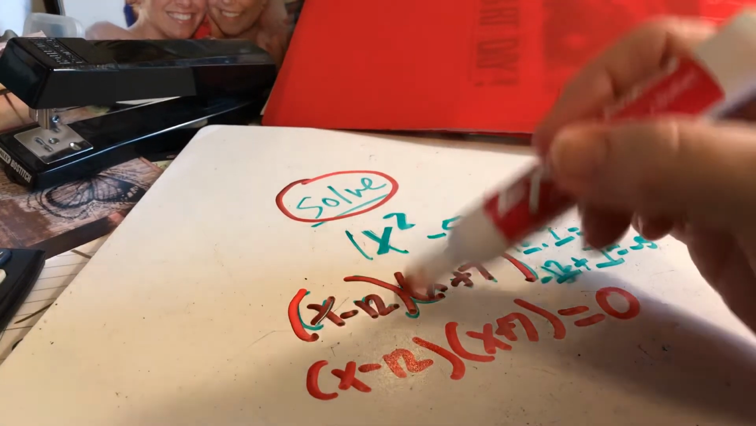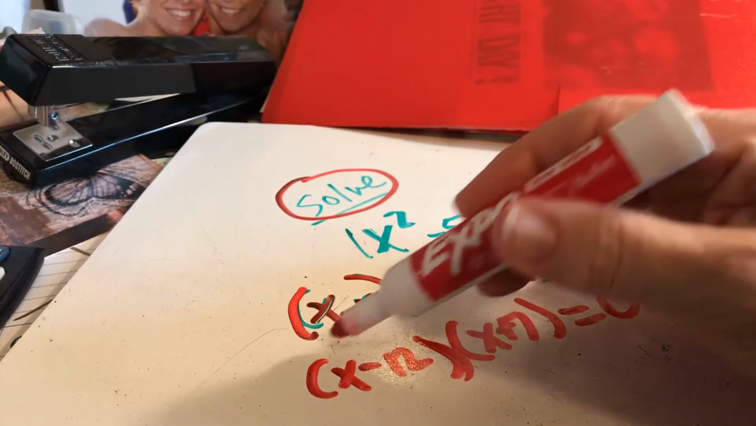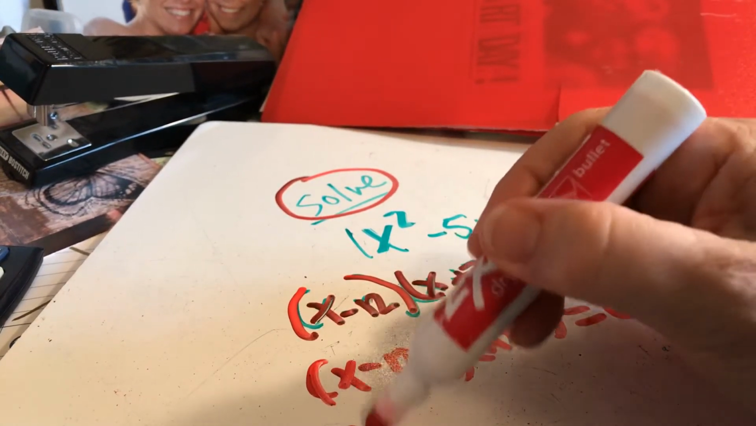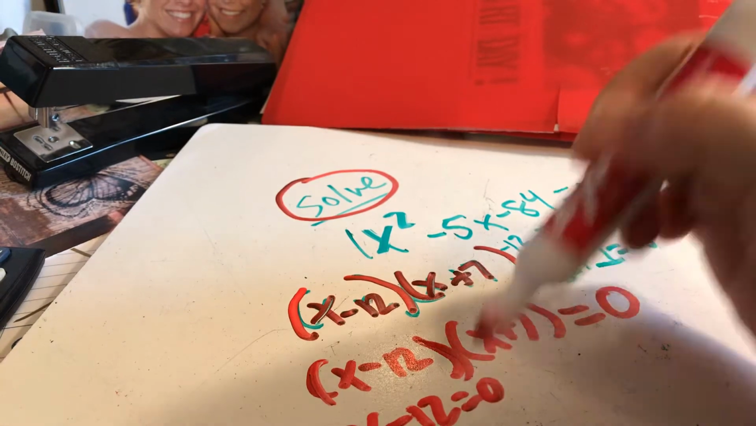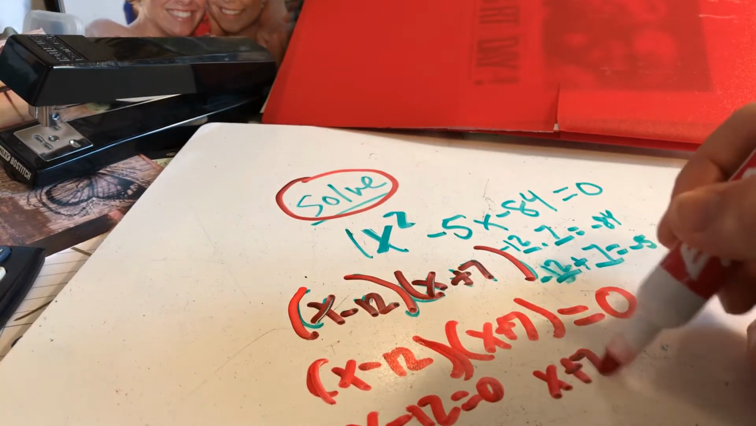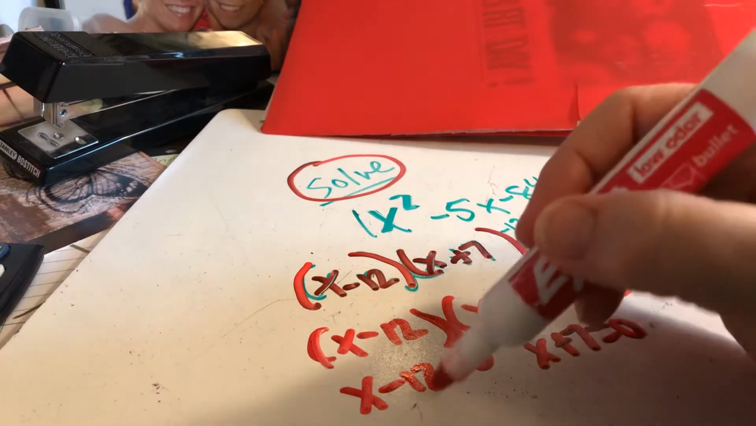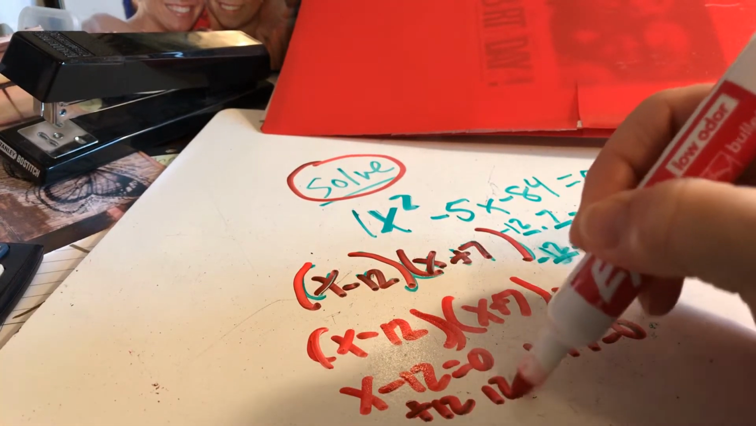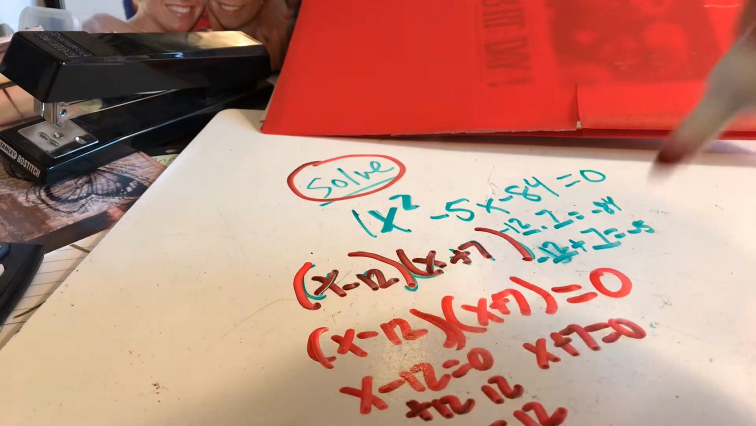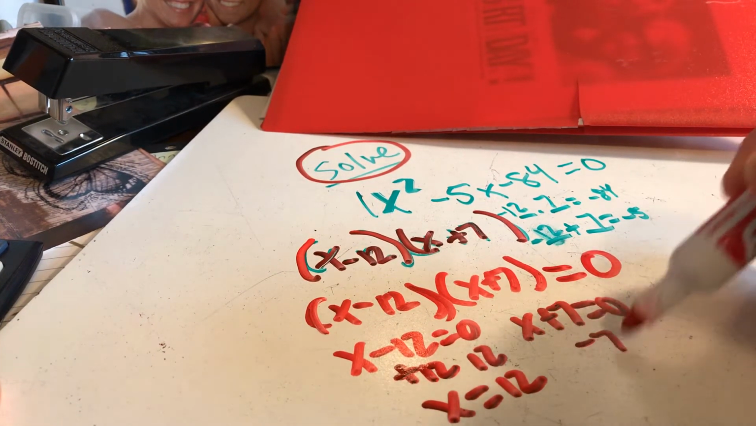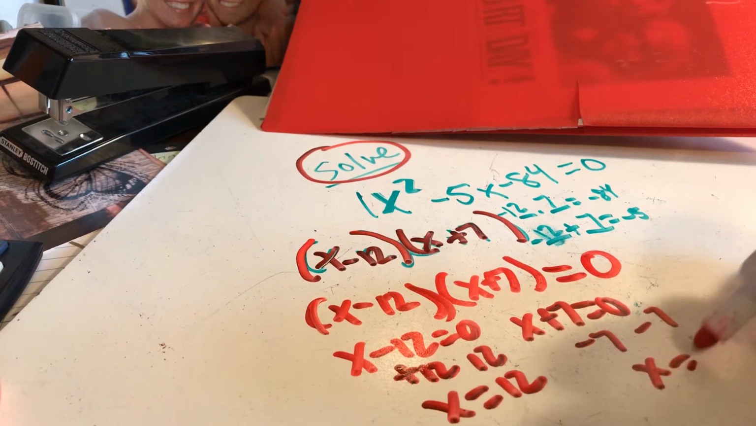Okay. Well, what would this x value have to be to turn this into 0? What number take away 12 makes 0? X minus 12 equals 0. What number plus 7 equals 0? Okay, so over here, if you add the 12 to both sides, x equals 12. And on this factor, if you subtract 7 from both sides, x equals -7.